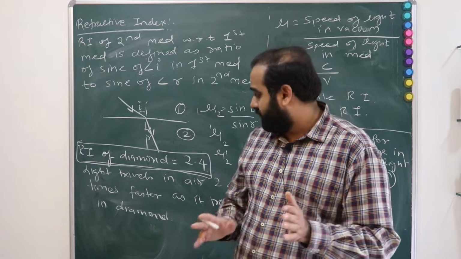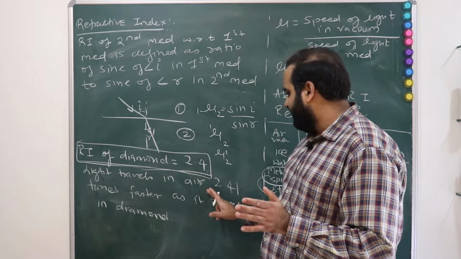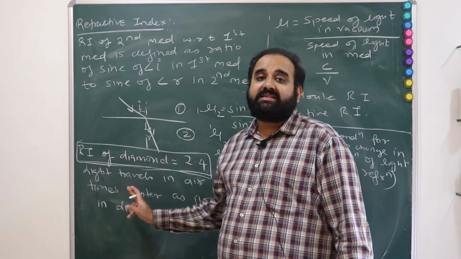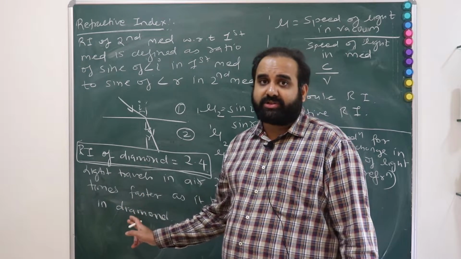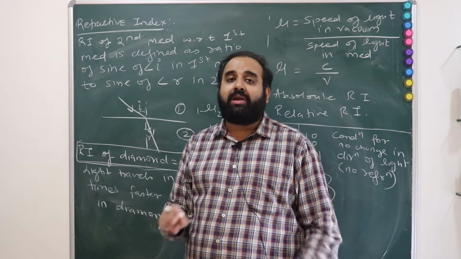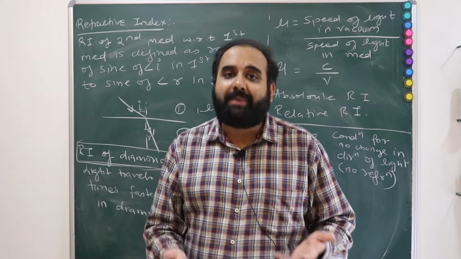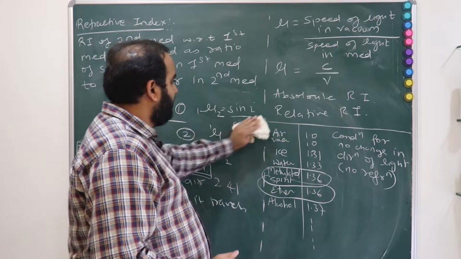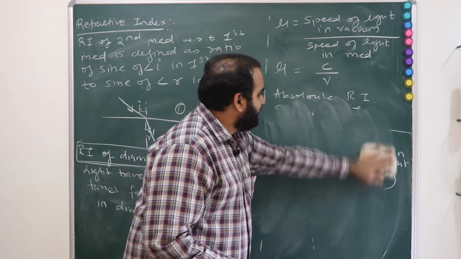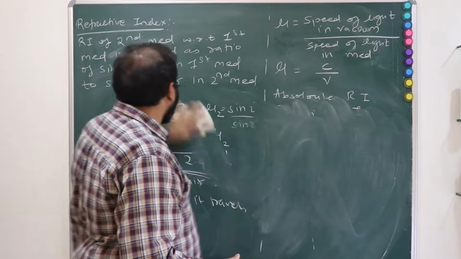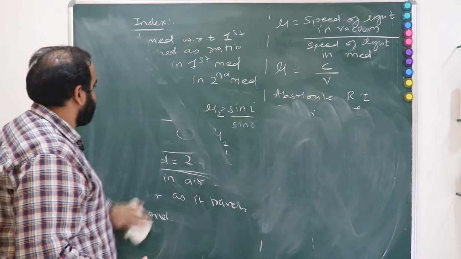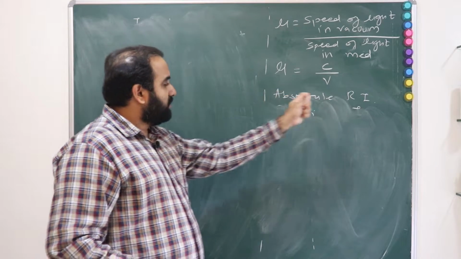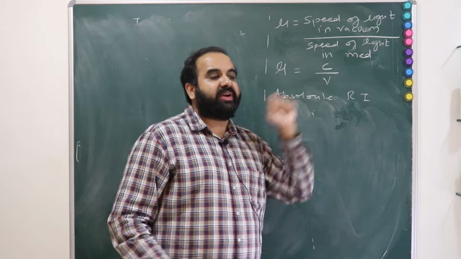I hope I am able to make you understand that light travels 2.4 times faster in air than in diamond. Again, this is a question asked in compulsory questions. This statement is given to you and it is asked, what do you mean by this? Okay. So now we will continue with one more concept in this, the concept called absolute refractive index.